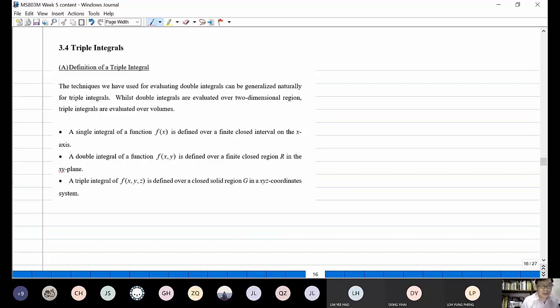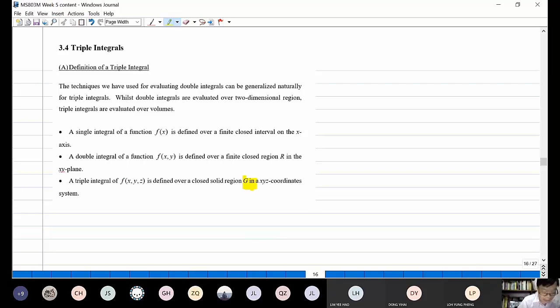Okay, so you have an object in space. Usually a triple integral is defined over a closed solid in space. We call it region G now. We usually give a name to a region in space, region G, and you integrate over the region G.